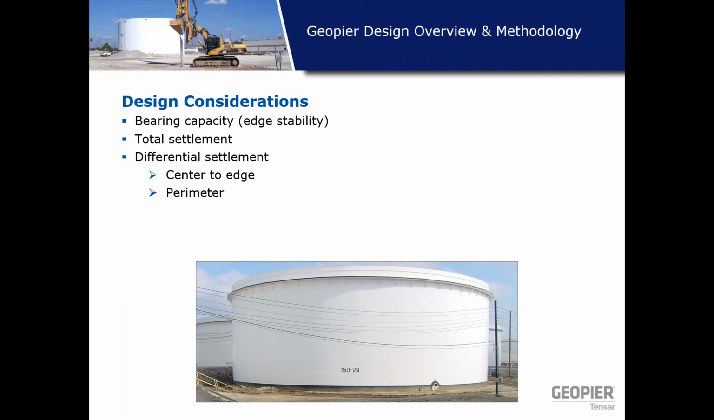Let's talk about some design overview and methodology for the tank structures. These are large diameter tanks, and when you talk about oil storage tanks or any material storage tanks, three things we need to consider. One is bearing capacity, number two, total settlement, and number three, differential settlement, which is further divided into center to edge differential settlement, and settlement along the perimeter, or we can also call it distortion of the tank.